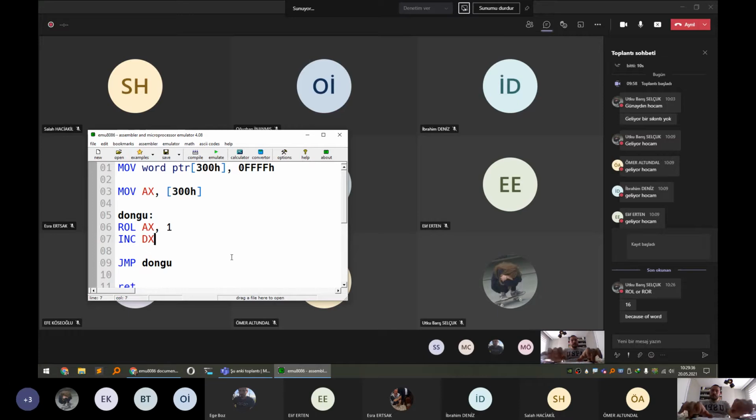I'm going to use dx as a counter. Increase dx when carry flag is not set, and it will jump to the loop label. But this needs to end at some point. This is an unconditional jump.